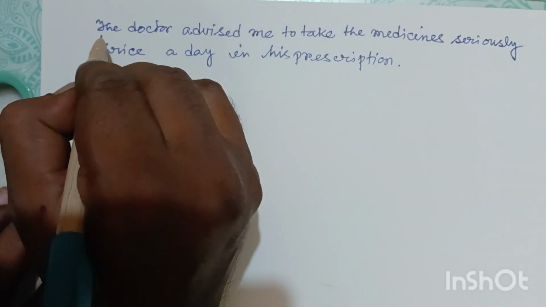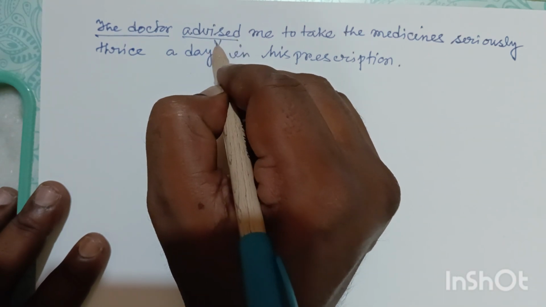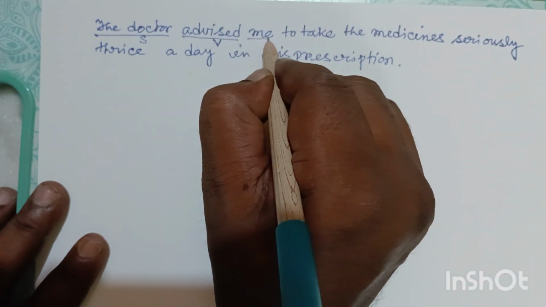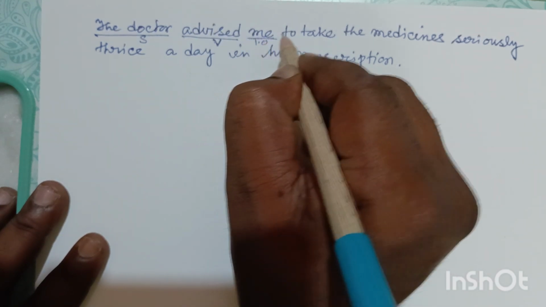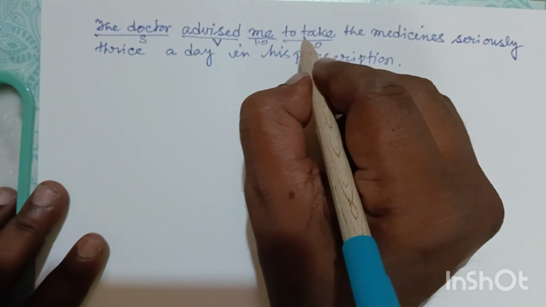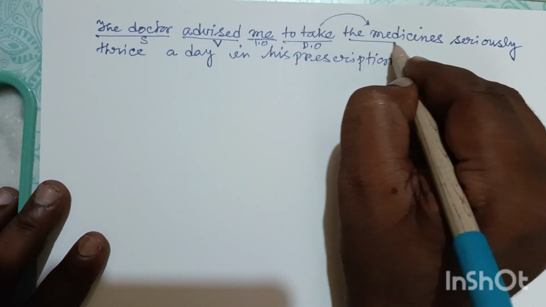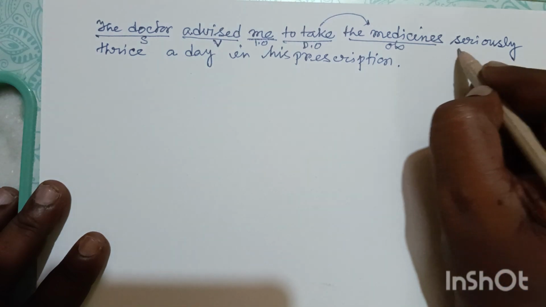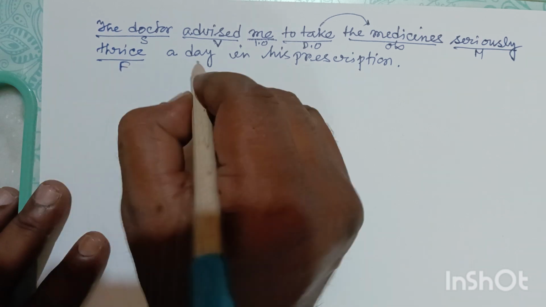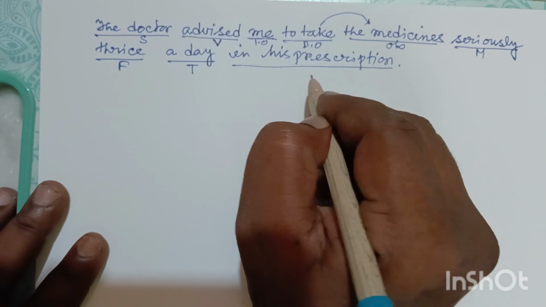Friends, let's look at this. The doctor, this is the subject. Advised is the verb. It is a transitive verb. Better to say ditransitive. Two objects are there. First one is me, that is the indirect object. To take, this is the direct object. Actually it's an infinitive working as a noun, but it has the force of a verb. That's why the medicines is the object of the verb take. Seriously, this is the manner. Twice, it is frequency. Day, it is time. In his prescription, it is place.